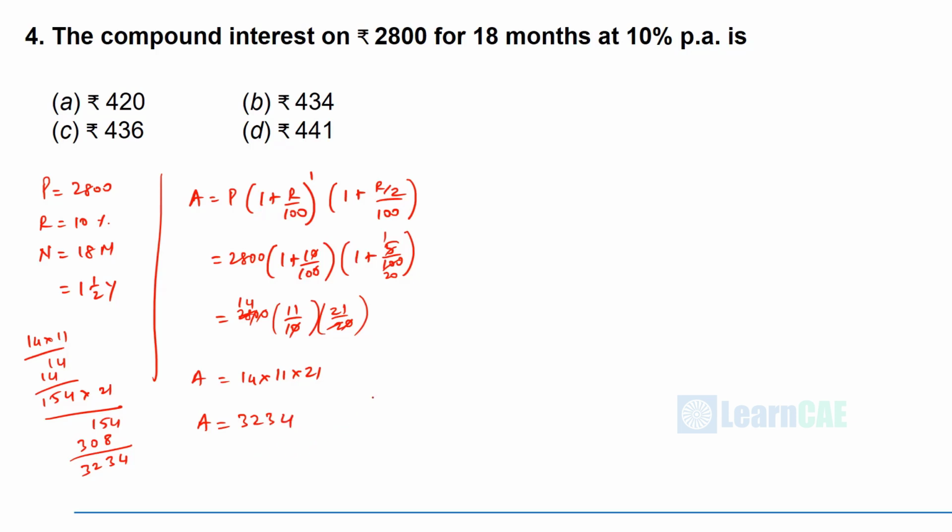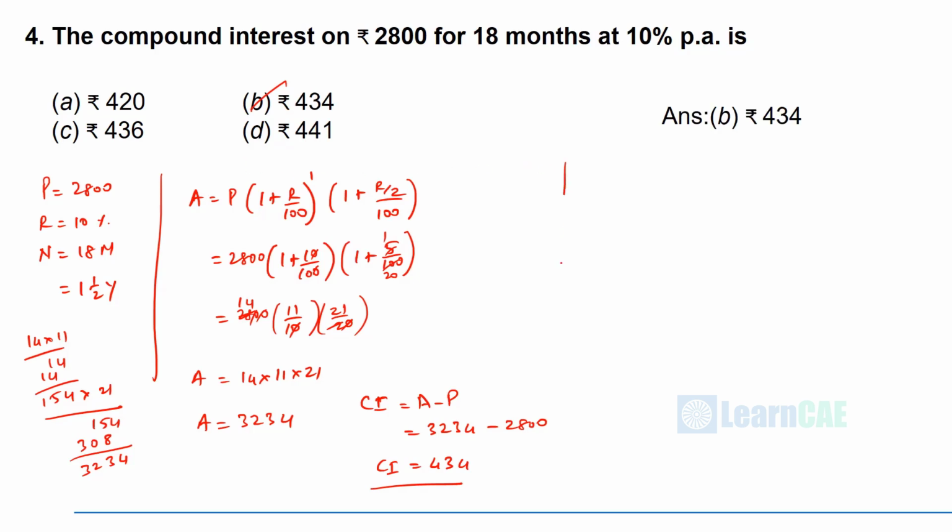You know that compound interest is equal to amount minus principal. So amount is 3234 minus principal is 2800. So this will be equal to 200, another 200, 400 plus 34, 434. This is the compound interest. So the answer is B, 434.